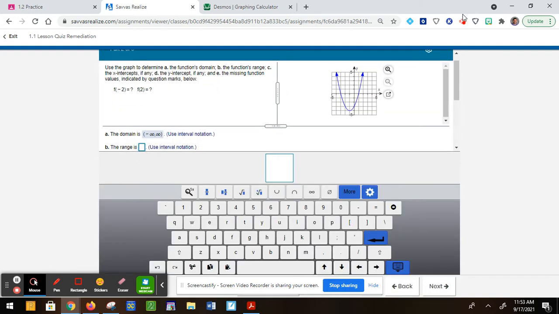So when I type this one in, it's a bracket around the -4, the first number, and then it's infinity for the second number.